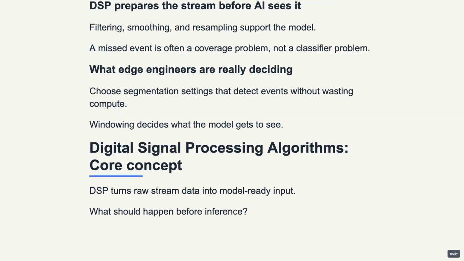A stream monitoring node faces that question before it worries about model choice. If the input is too fast, too noisy, or too uneven, the first job is to reshape the signal so the model sees the important parts instead of the clutter.